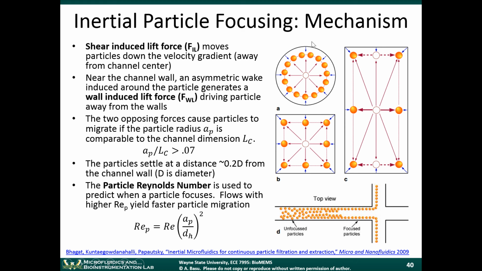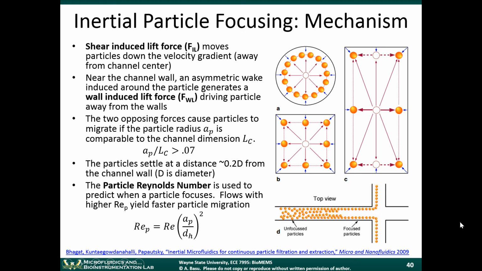So if you have a circular cross-section channel, in other words, a tube, the particles will organize in a ring at a particular radius within the channel. If you have square channels, then you can have these different equilibrium points. If you have a rectangular channel, you can have equilibrium points that look like this. And the particle Reynolds number is used to predict when a particle focuses. If you use a higher particle Reynolds number, the particles will organize faster.